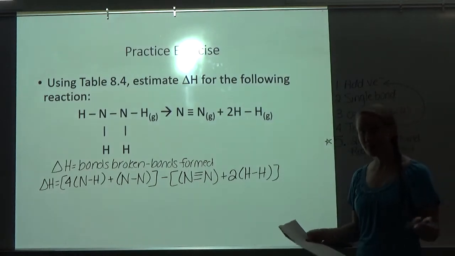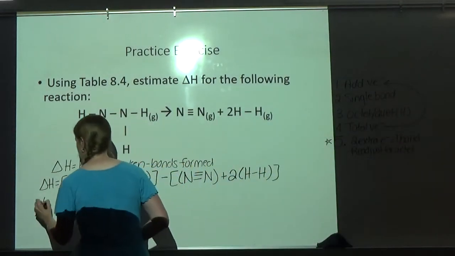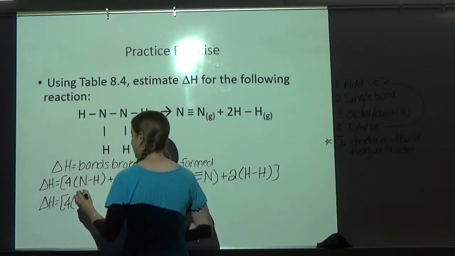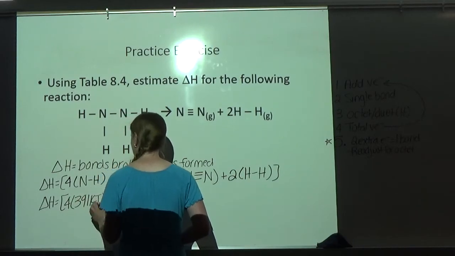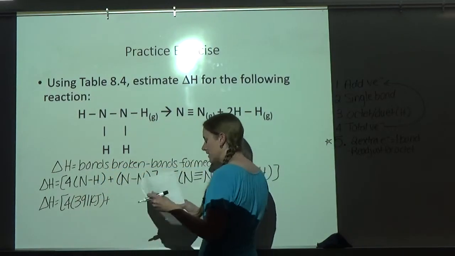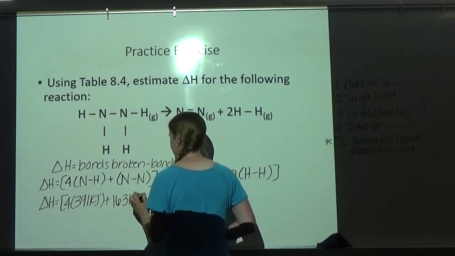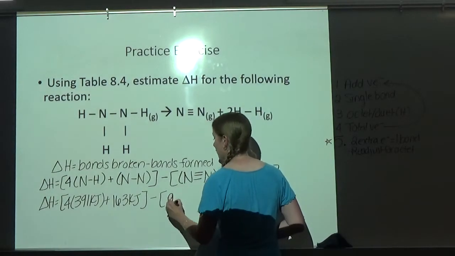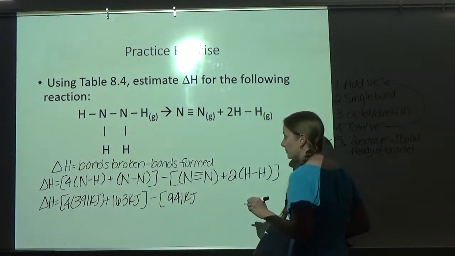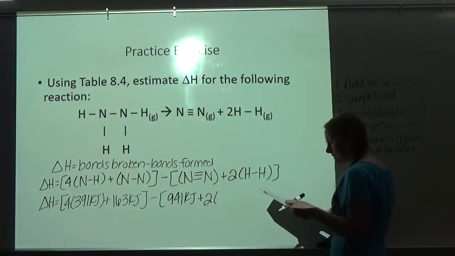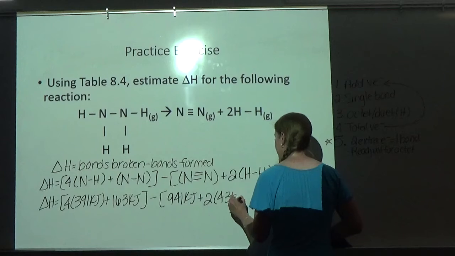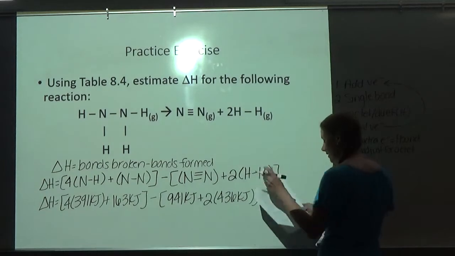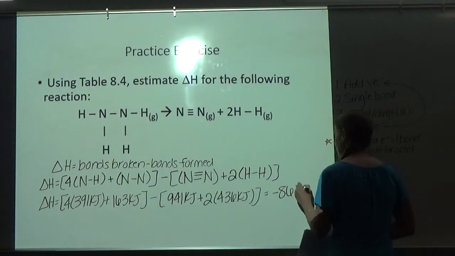All right, so next I'm going to look at my table, which of course I already have mine pre-written down here. So I have 4, and an NH bond on our table is 391 kilojoules, plus an NN single bond is 163 kilojoules, minus my bonds formed. So an NN triple bond is 941 kilojoules. That's a very strong bond. Plus 2 times an HH single bond is 436 kilojoules. So once you do all the math for that, you should have gotten about negative 86 kilojoules.